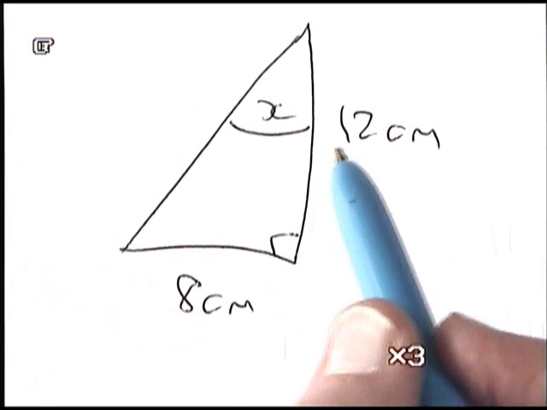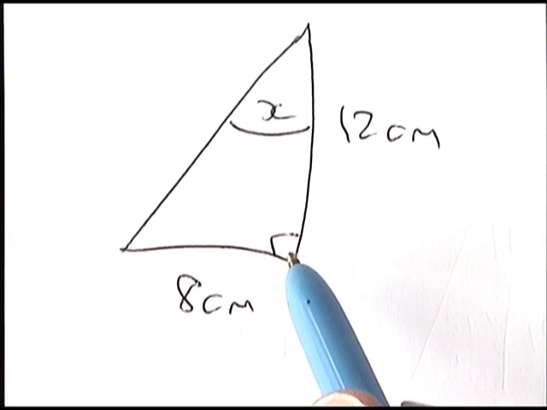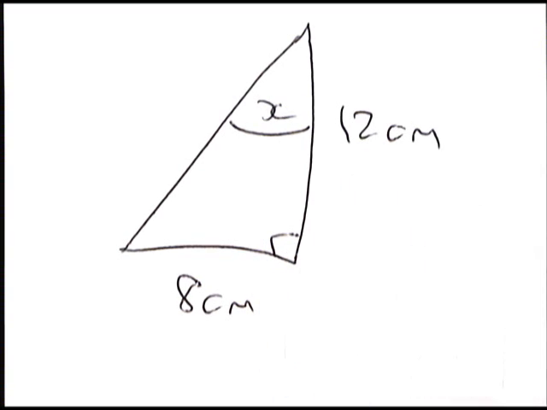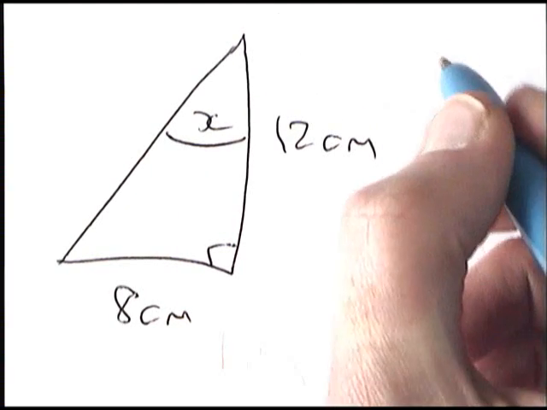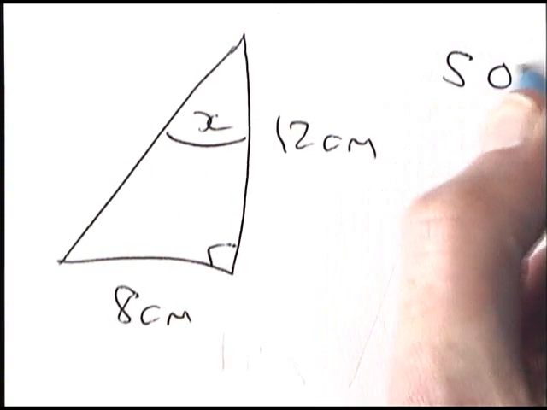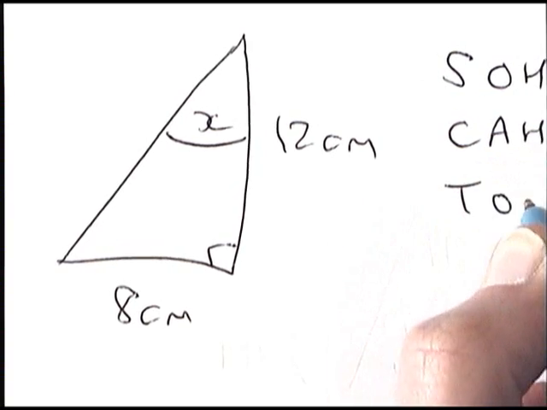In this question, we're trying to find the size of angle x. It's a right-angled triangle, and you've got the two side lengths given to you. So it's going to be trigonometry. First thing you need to do is work out whether you're using sine, cos, or tan.